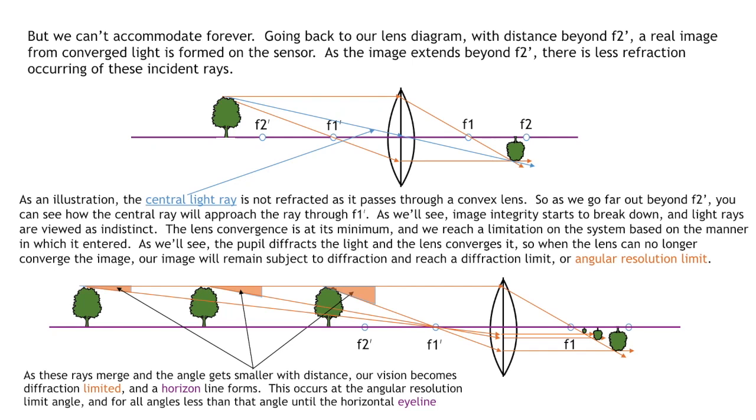As these rays merge and the angle gets smaller with distance, our vision becomes diffraction limited and a horizon line forms. This occurs at an angular resolution limit angle, which we will discuss, and for all angles less than that angle until the horizontal eye line, a theoretical zero angle, would be produced. So anything at that particular point where the light rays are so merged together or so close to one another that you cannot resolve them, that angle plus any angle less than it up to the 0 degree point of our eye line is not visible.